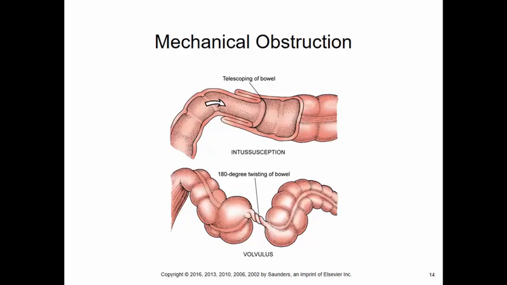Discussing non-mechanical obstructions, a postoperative ileus or a paralytic ileus is most commonly caused when a patient has an abdominal surgery and a surgeon is handling the intestine during that abdominal surgery. So it causes the intestinal function to be lost for a few hours.